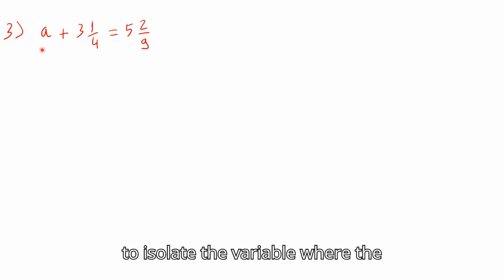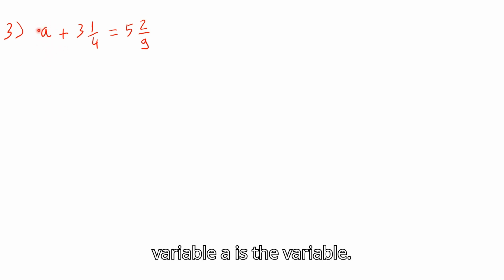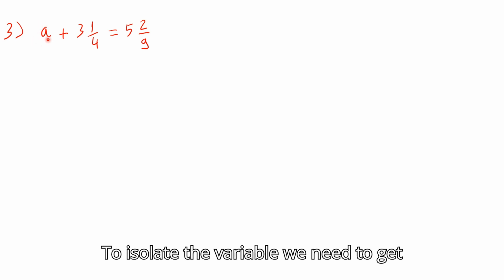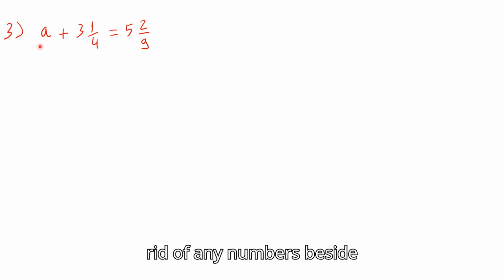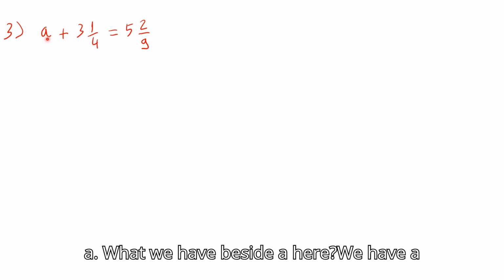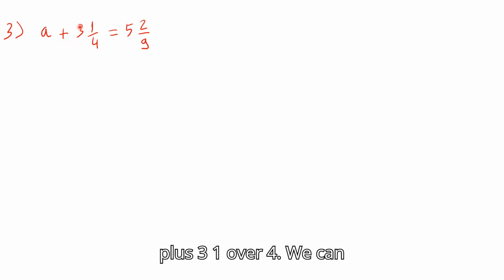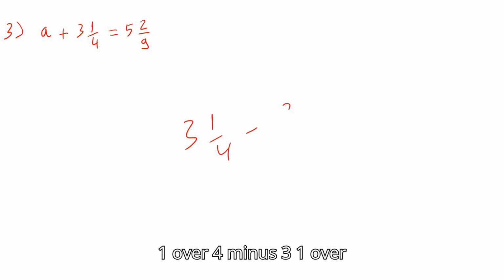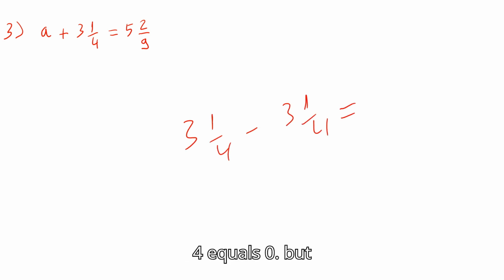We need to isolate the variable, where the variable is a. To isolate the variable, we need to get rid of any numbers beside a. What we have beside a here? We have a plus 3 1 over 4. We can get rid of it by subtracting 3 1 over 4, because 3 1 over 4 minus 3 1 over 4 equals 0.